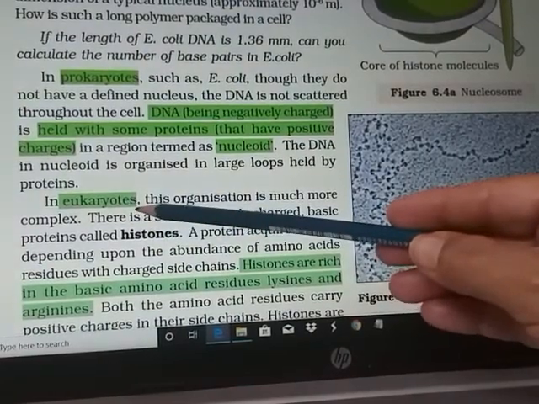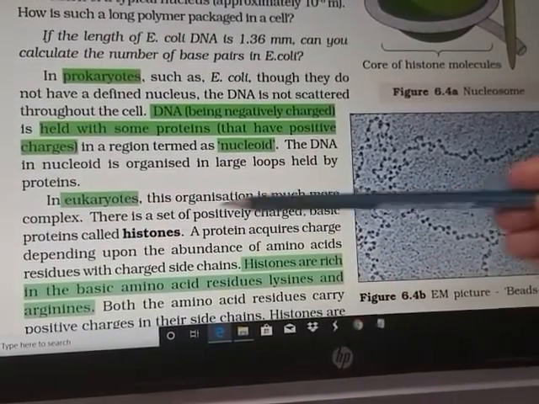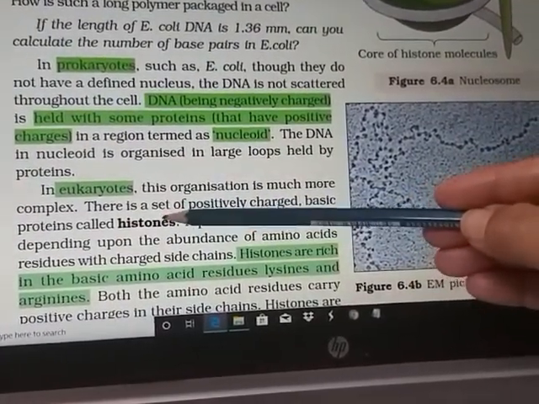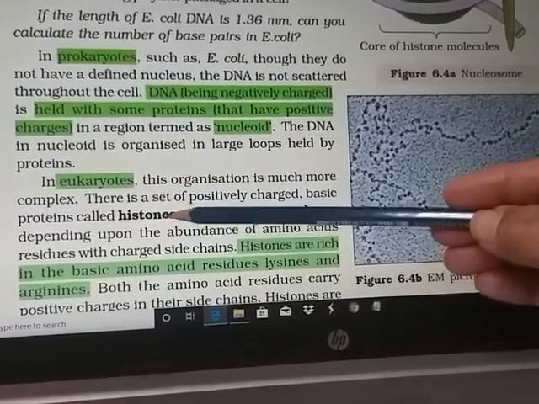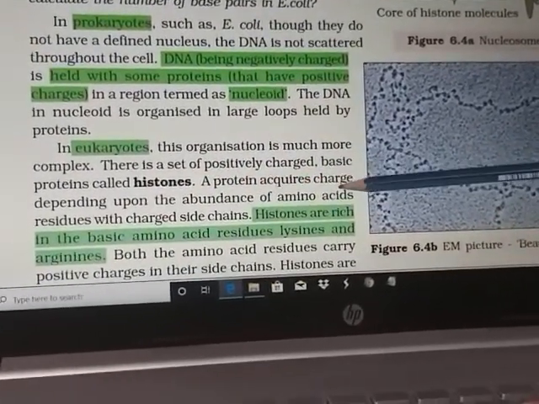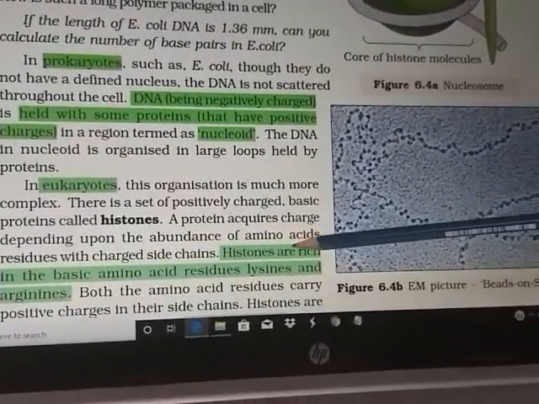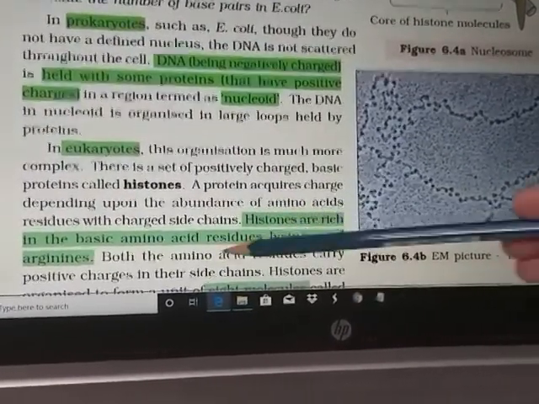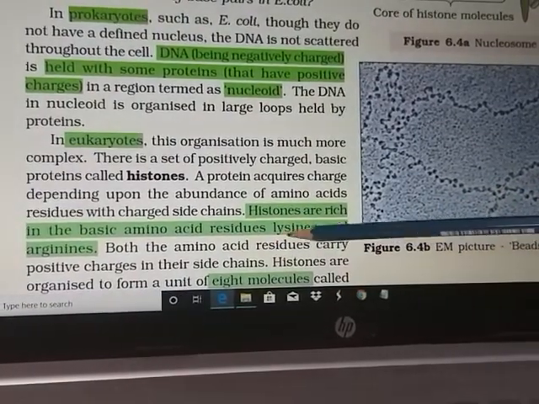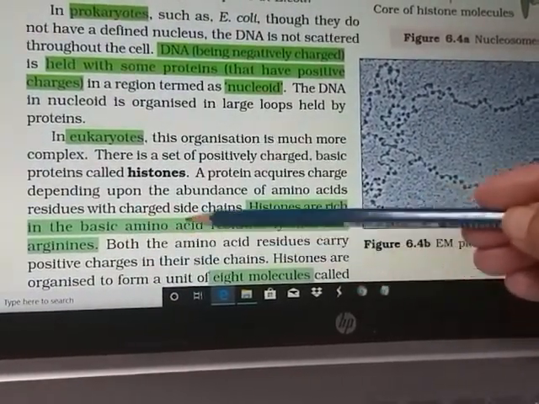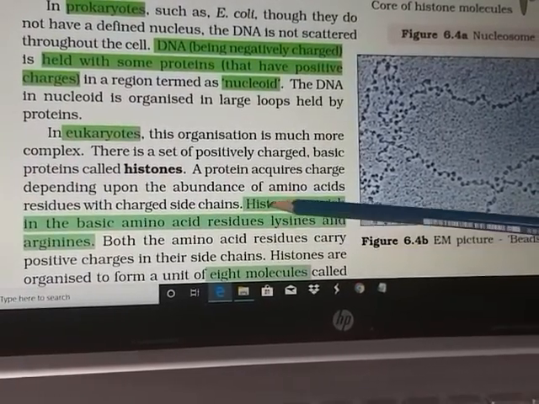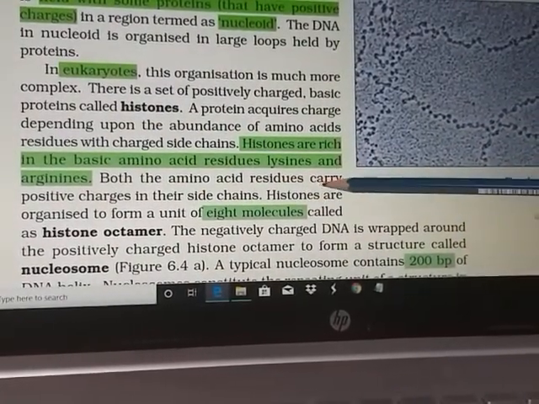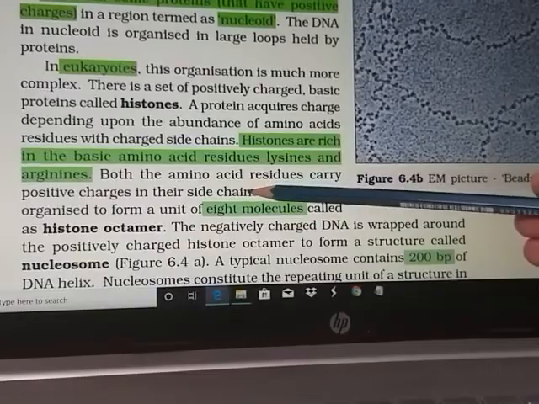Next, in eukaryotes, this organization is much more complex. There is a set of positively charged basic proteins called histones. A protein acquires charge depending upon the abundance of amino acid residues with charged side chains. Histones are rich in basic amino acid residues, lysines and arginines. That is how histones are positively charged: both amino acid residues carry positive charges in their side chains.